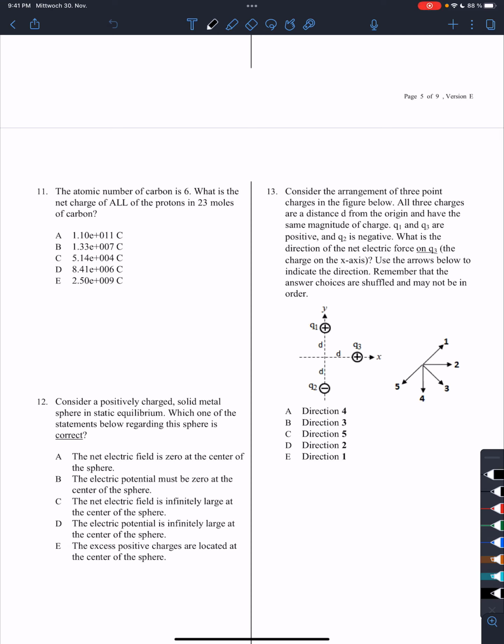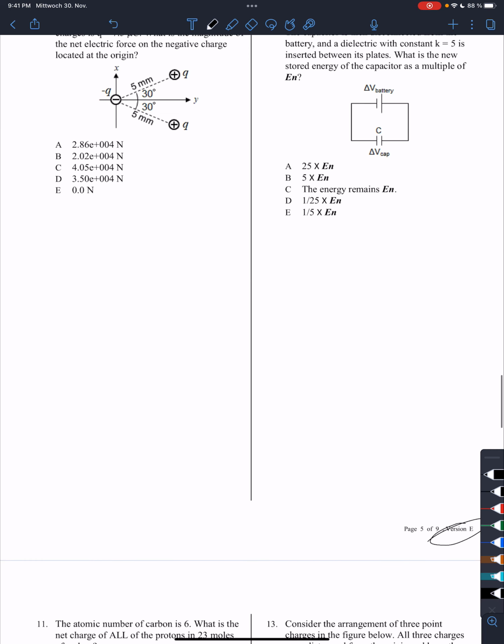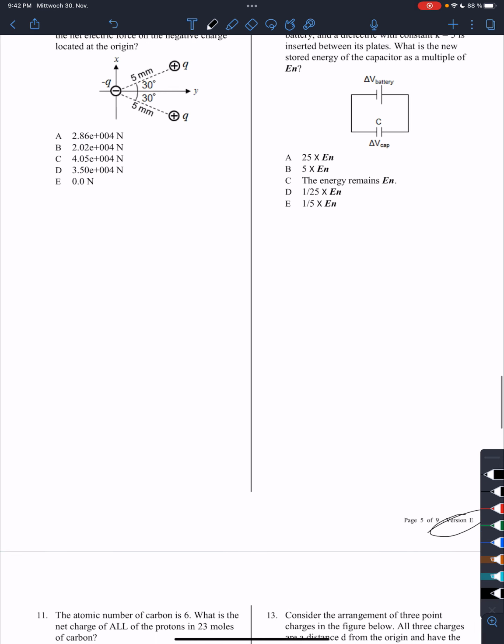Alright, I will continue solving the problems of version E for the first midterm. So we finished with the 10th problem, and I will just go on.